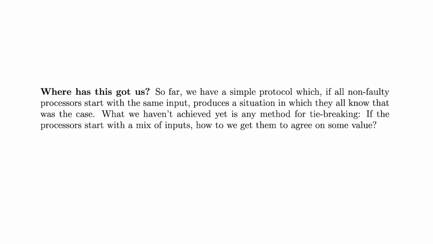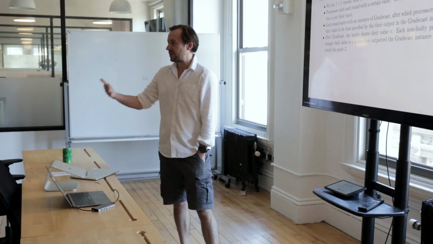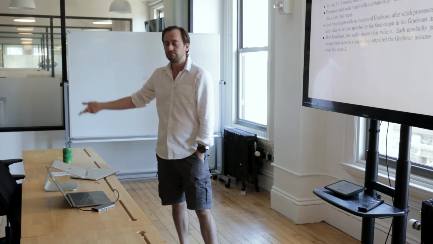So how can we do that? Well, we just use a really simple method. We're going to run f plus 1 rounds, each of which has a different leader. Processors start each round with a certain value. Initially, that's just their input value, but they're going to constantly update their value as these rounds go on.